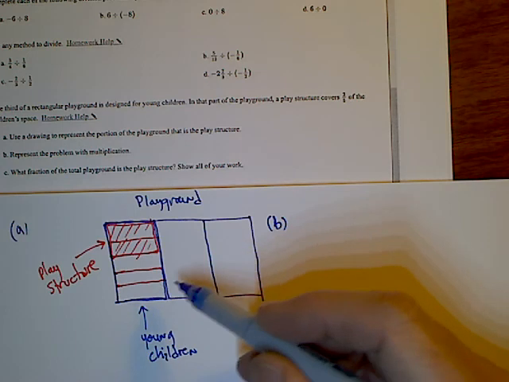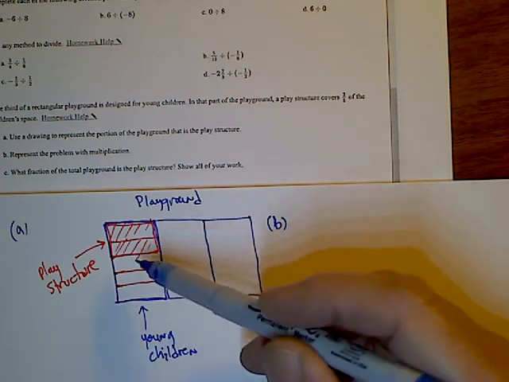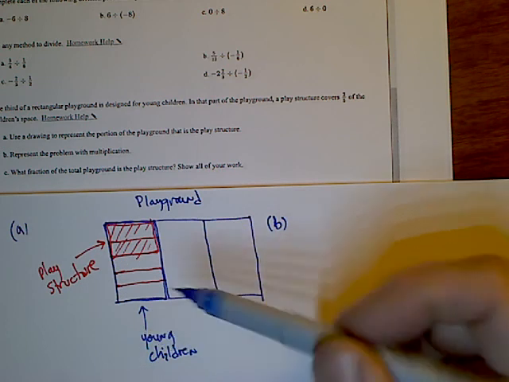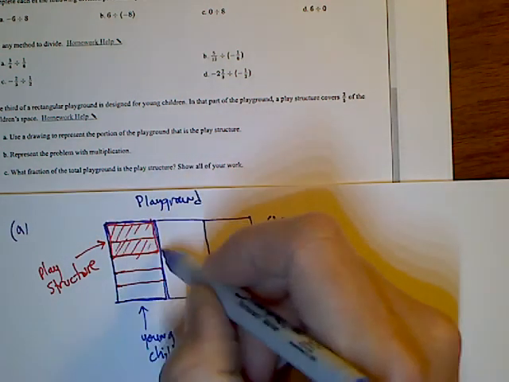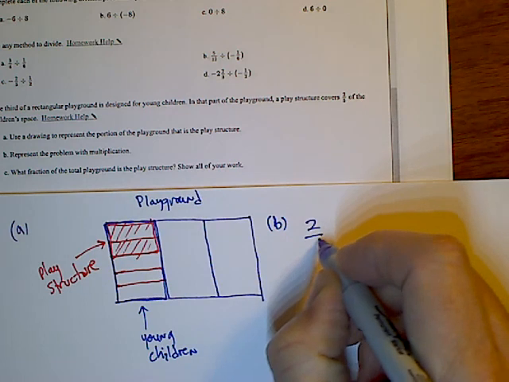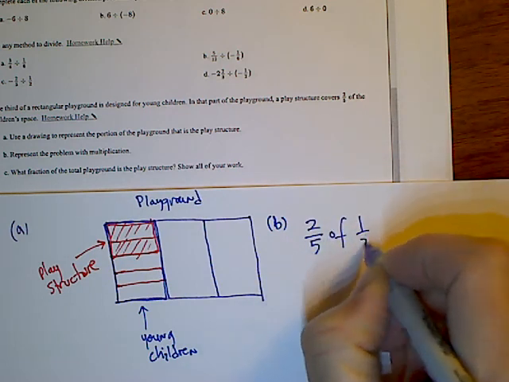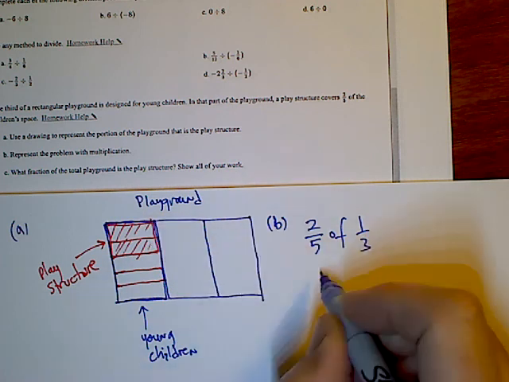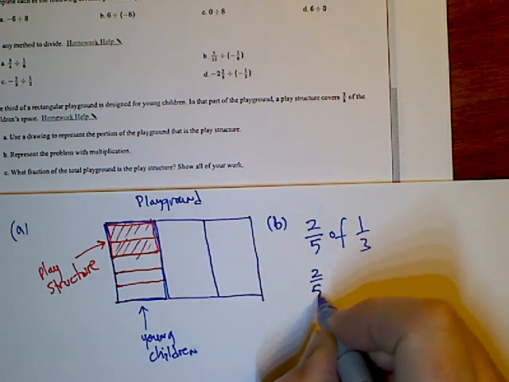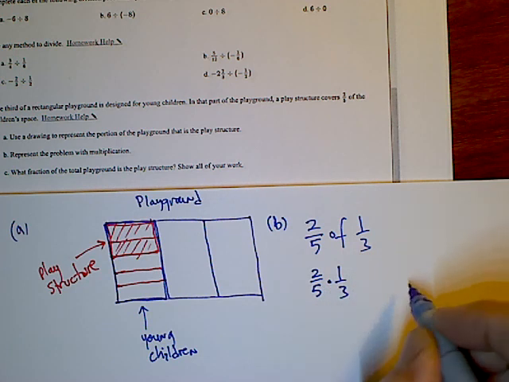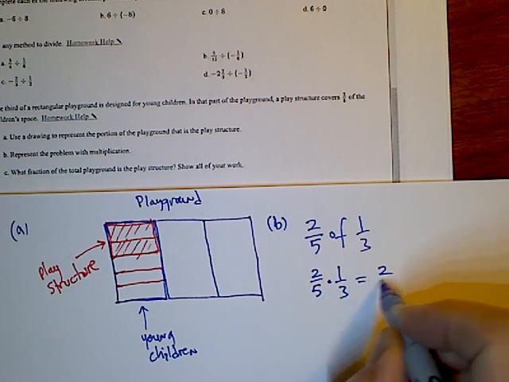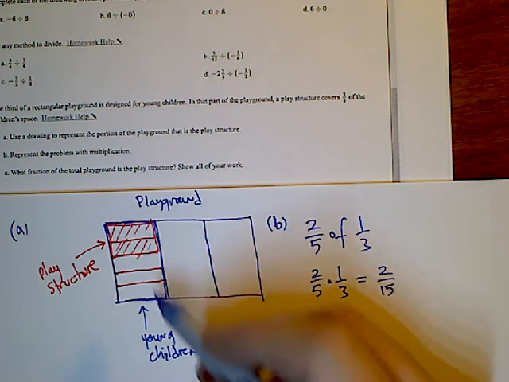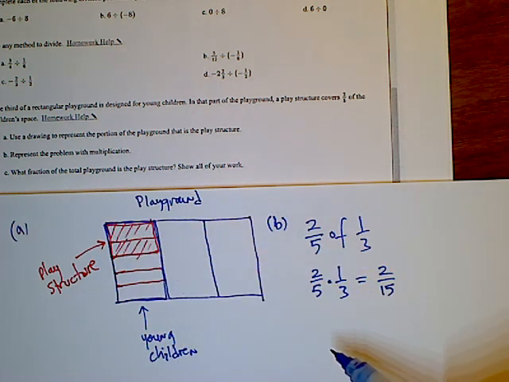So what do I have here? I have 2/5 of 1/3, right? So this space is considered 2/5 of 1/3 because it's 1/3 of the playground. So really, as a multiplication problem, this is 2/5 times 1/3, which is equal to 2/15. So we have 2/15 is what that shaded area represents.